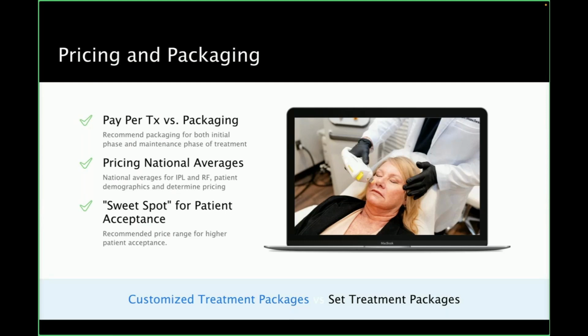And that's right around the $1,600 mark when we're talking about just IPL. It's around the $2,200 mark when we're talking about IPL and RF combined. So, if you're doing this now, look at your prices.